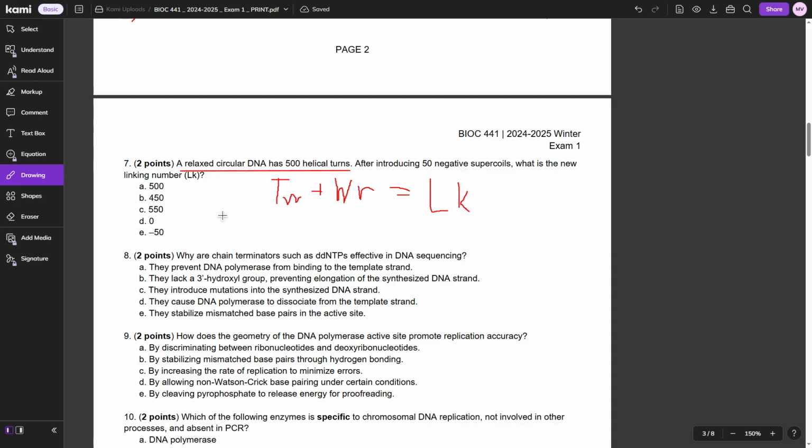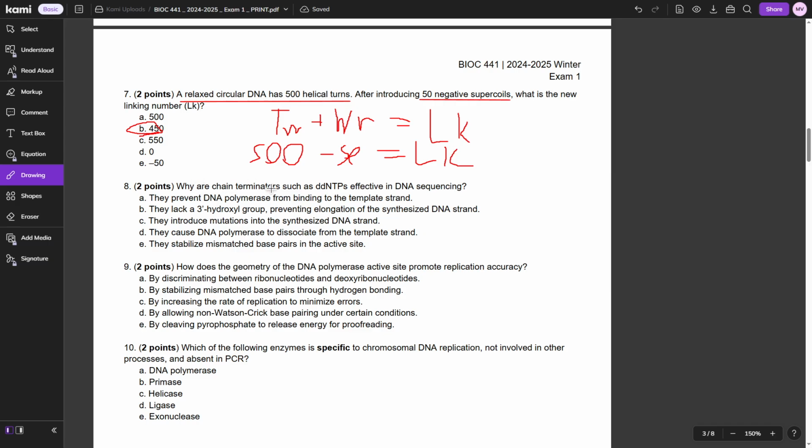But this is different. This is 500 helical turns and 50 negative supercoils. Negative, right? It's not positive, it's negative. So it's actually going to be minus 50 equals my linking number, which is just going to be 450 in that case. 500 minus 50. Remember, if this was positive supercoils, then it would actually be plus, it would be 550. But because it's negative supercoils, it's going to be 500 minus 50. So it's going to be B.